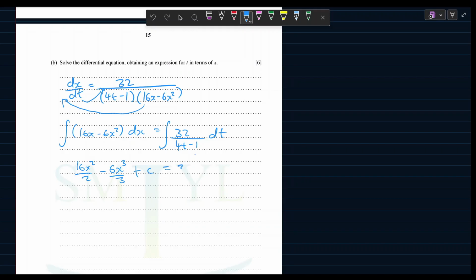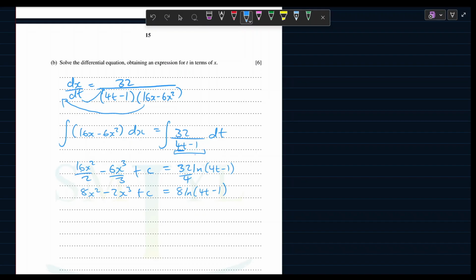And then here it's going to be 32 ln (4t minus 1). But remember, we have to differentiate our 4t minus 1. So if you differentiate 4t, what do you get? You get a 4, so divide by 4. So at the end, we've got 16 over 2, which is 8x squared, minus 6 over 3, so minus 2x cubed, plus our constant, 32 over 4 is 8, so 8 ln (4t minus 1).